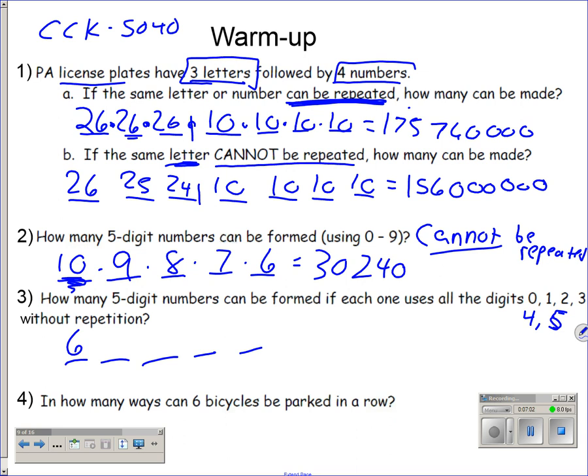Can't be repeated. So then 5, 4, 3, and 2. What was it? 720. Cool. And I understand what that number's saying: there's 720 possible ways to have a 5-digit number using those 6 numbers without repetition. Yes, sir. So that's a different type of stipulation. You still have to figure out how many possible outcomes you can have. We'll do that in 2 seconds, okay? I'll come back up. All right, what about number 4?